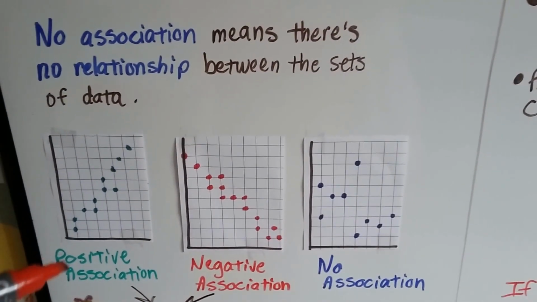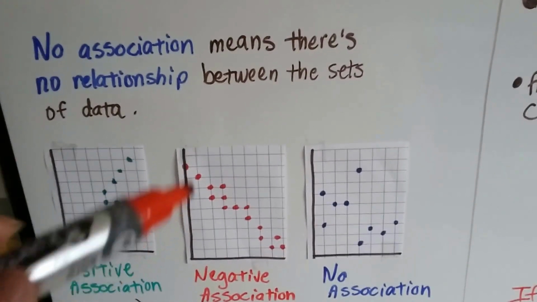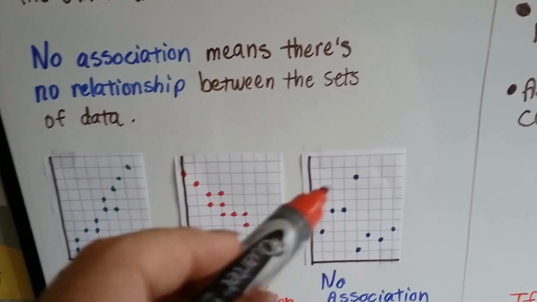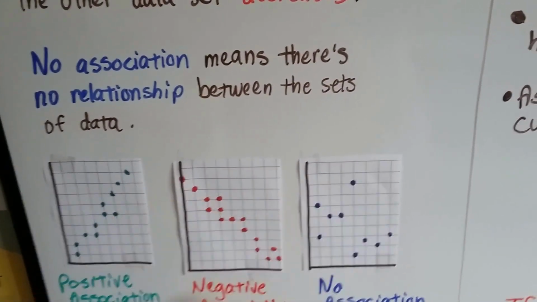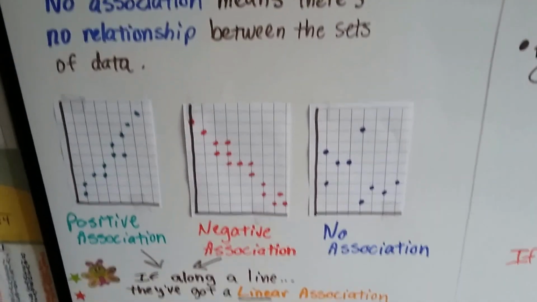So here's a positive association. See how they're increasing and it's going up? And a negative association is kind of going down like that. And no association means they're just all over the place, aren't they? There's not really any association to them.